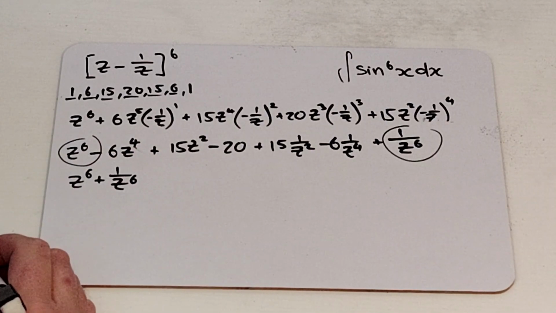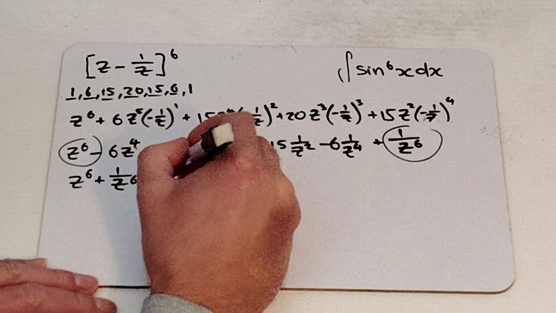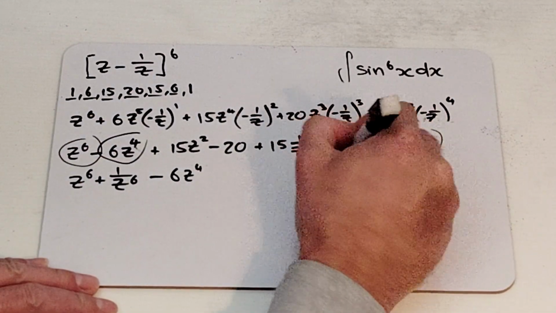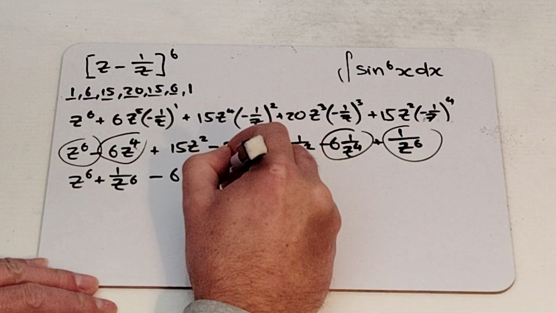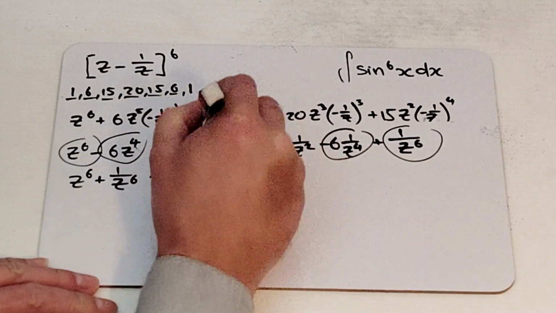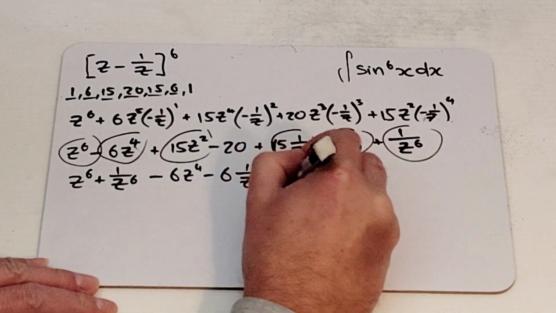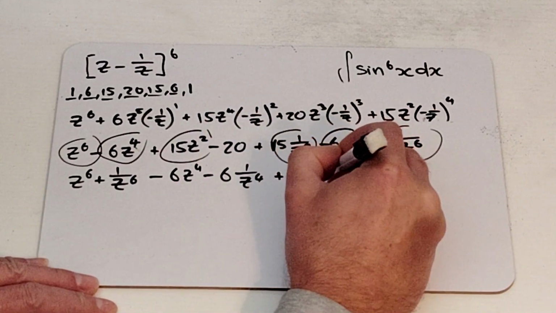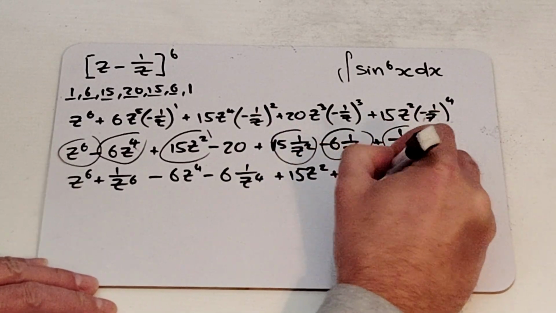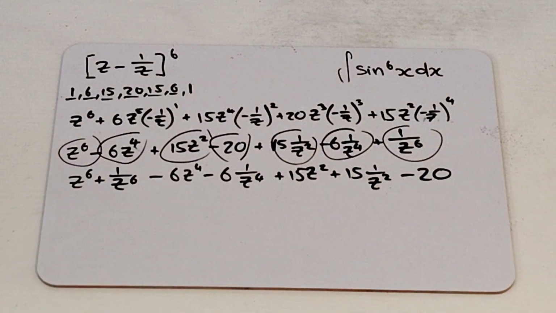Okay, and we're going to pair things up. I can also see that I've got minus 6Z to the 4 minus 6 times 1 over Z to the 4, and then we've got the final pair, which is plus 15Z squared plus 15 times 1 over Z squared. And then finally we've got the constant term, subtract 20.